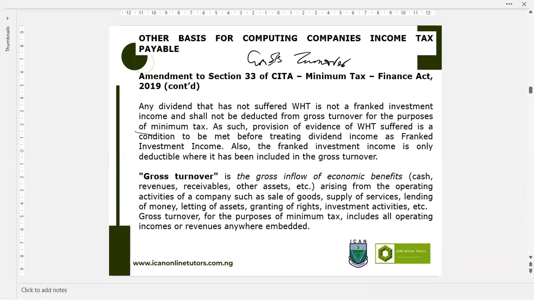Again, gross turnover is the gross inflow of economic benefits. It could be in form of cash, revenues, receivables, or other assets arising from the operating activities of a company, such as sale of goods, supply of services, lending of money, letting of assets, granting of rights, investment activities, etc. Gross turnover for the purposes of minimum tax includes all operating incomes or revenues anywhere embedded.